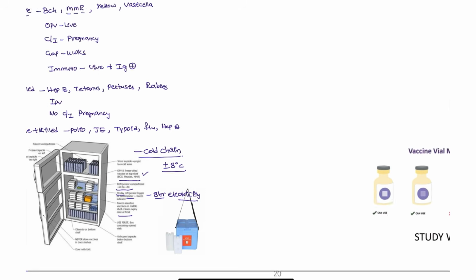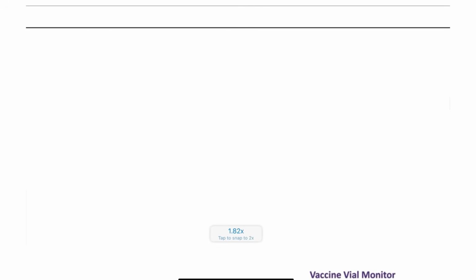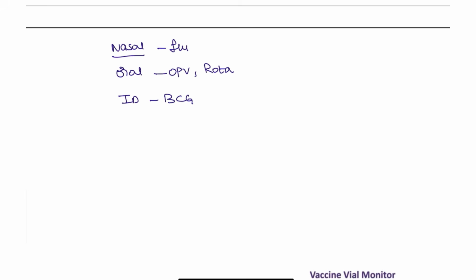Next, moving on to the routes by which vaccines can be given. The nasal vaccine is the flu vaccine. Oral vaccines are OPV and rota. Intradermal is BCG and rabies. IPV vaccines.